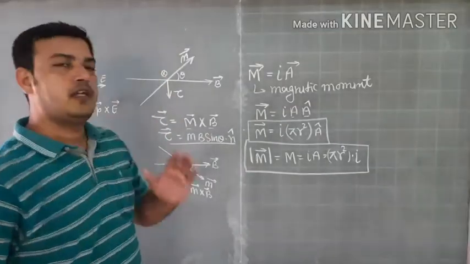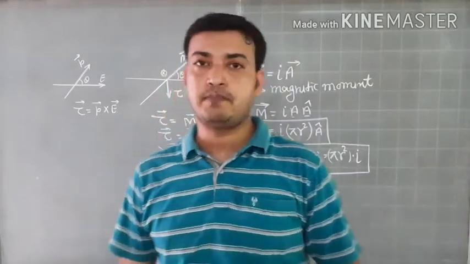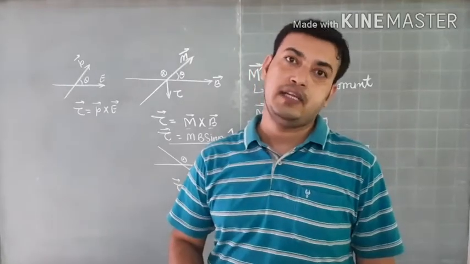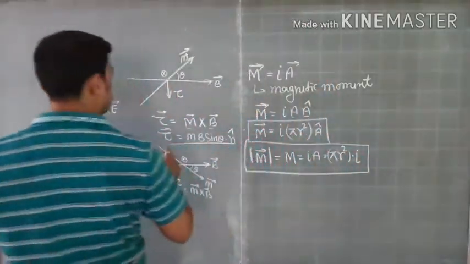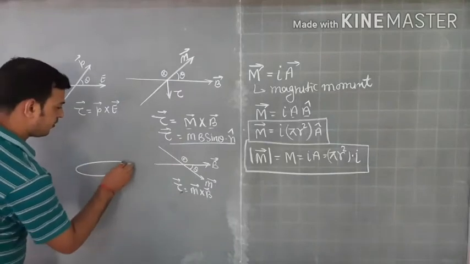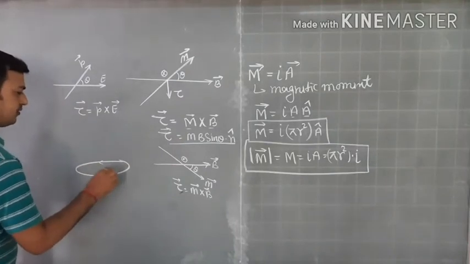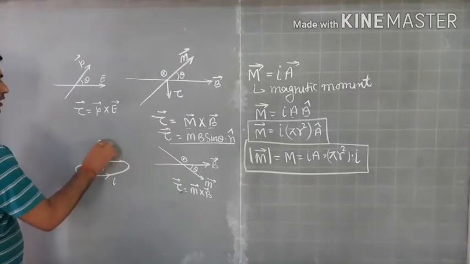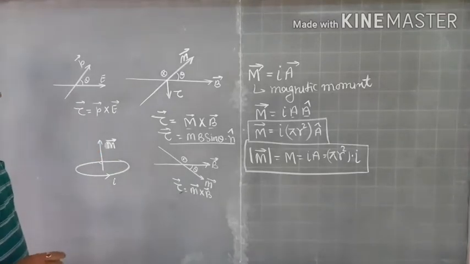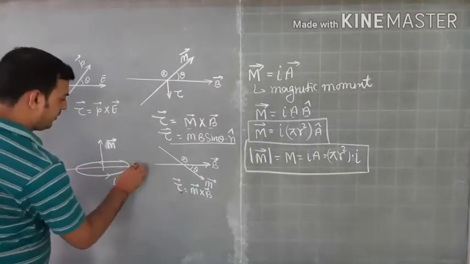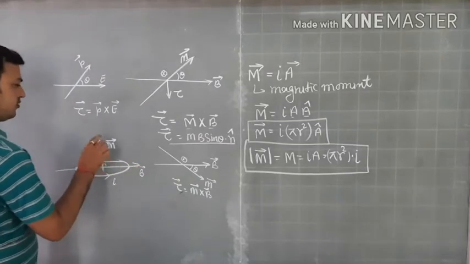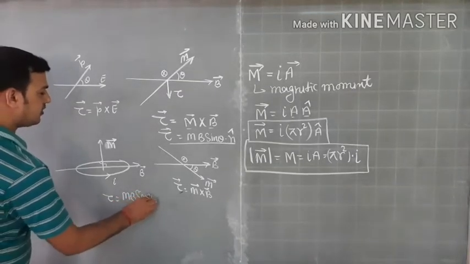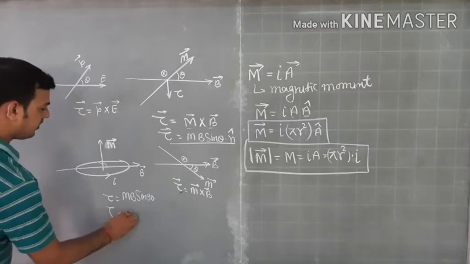It means if your magnetic dipole is placed normal to the magnetic field, then the torque experienced will be maximum. Just like the coil we took just before, where the current was I, the magnetic moment was in the upward direction. This is the direction of magnetic moment, and if I place this loop in a magnetic field that is normal to the direction of M, then the torque will be MB sin 90, that is maximum, and that is MB.